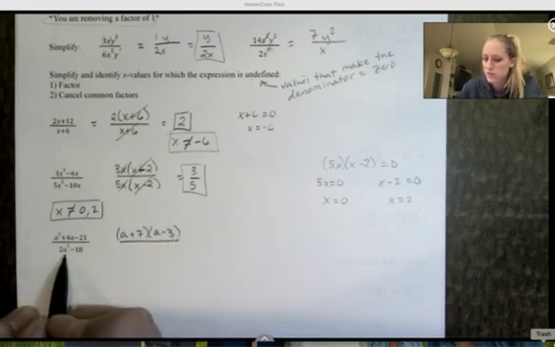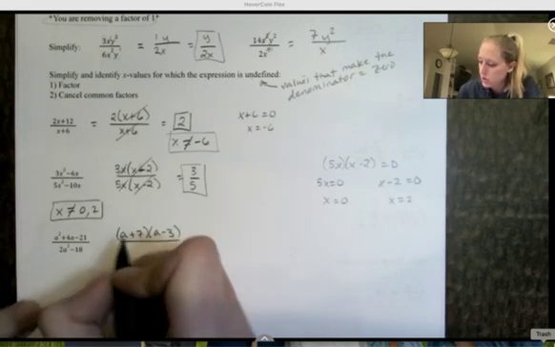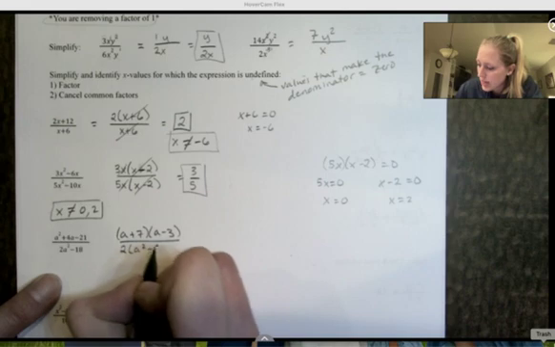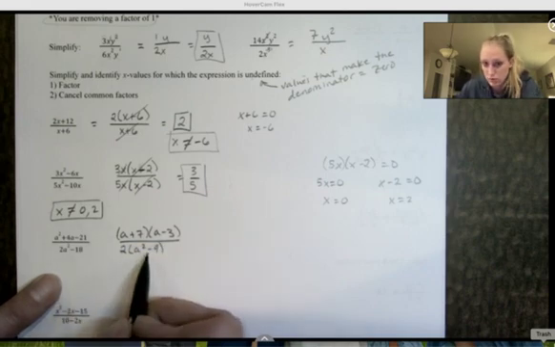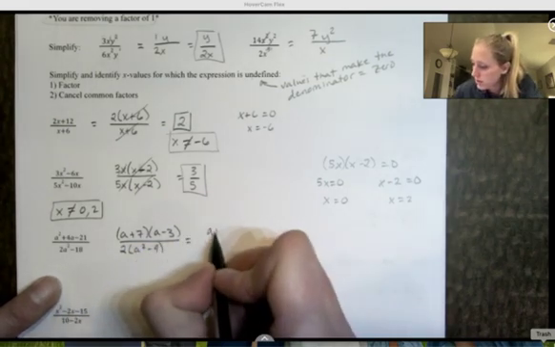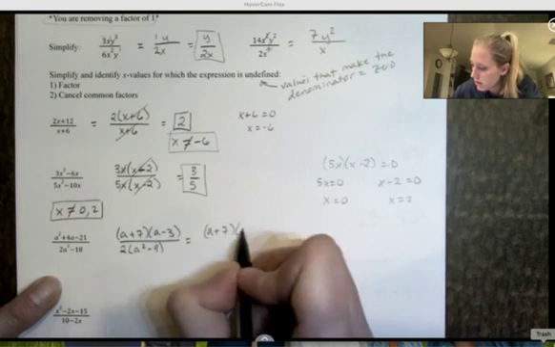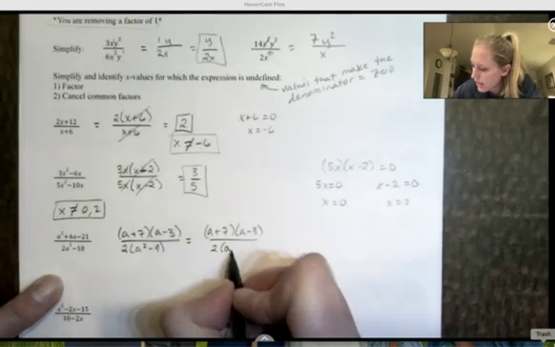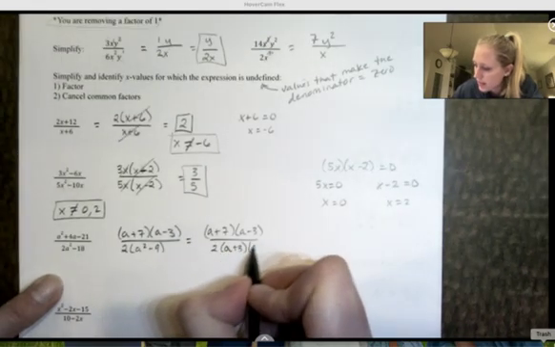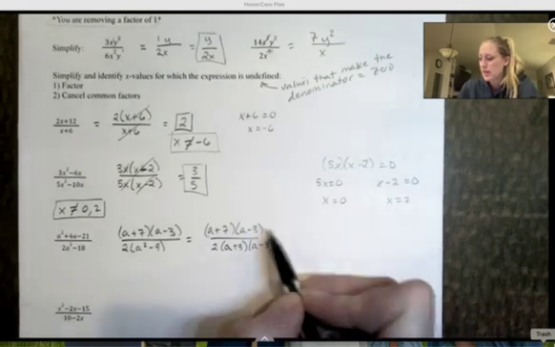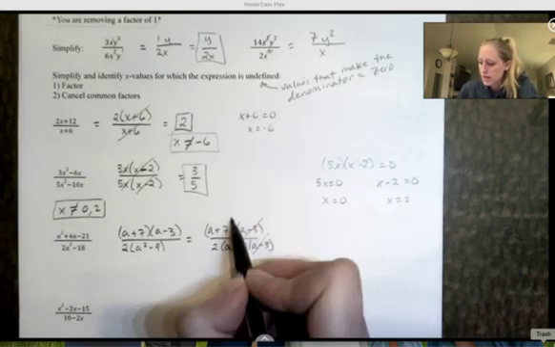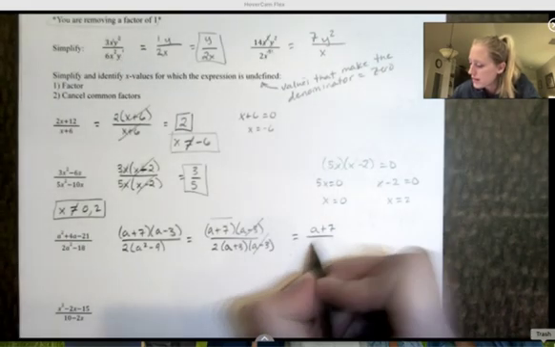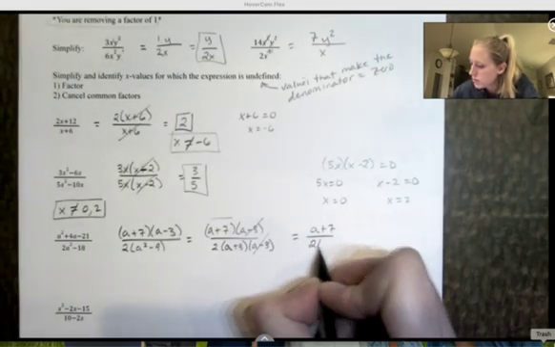On the bottom, difference of squares, well, not quite. I've got to factor out my 2 first, and then I have a squared minus 9. But that is difference of squares, so we can go one step further to say a squared minus 9, I can factor into a plus 3 and a minus 3. Okay, my a minus 3's will cancel, and this is what's left. Okay, so I did this a little early maybe, but I am left with 2 times a plus 3.